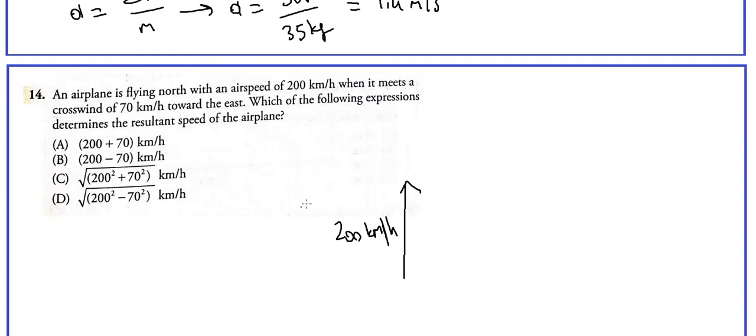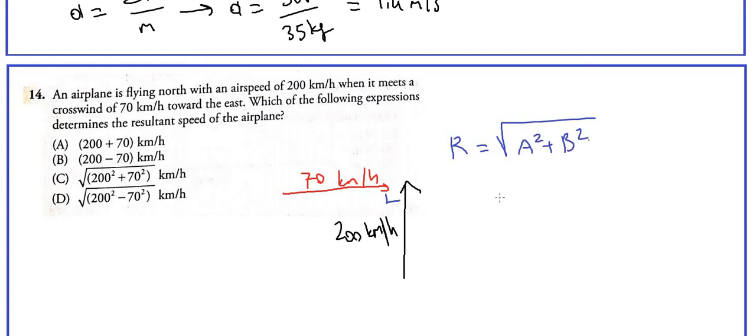So since these vectors are perpendicular to each other, that they have 90 degrees in between, we can use the Pythagorean theorem. So it will be r is equal to the square root of a squared plus b squared, and here we're going to obtain the square root of 200 squared plus 70 squared, that we're going to obtain this equation C.